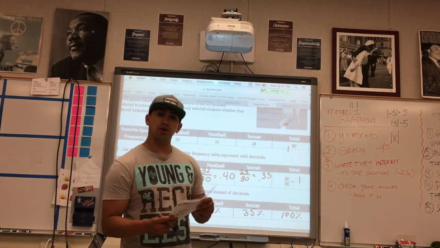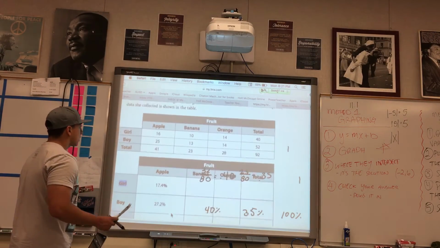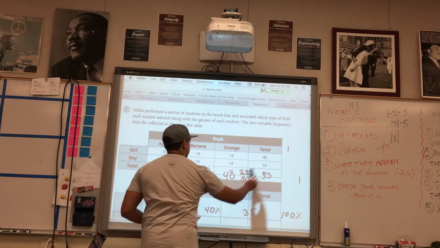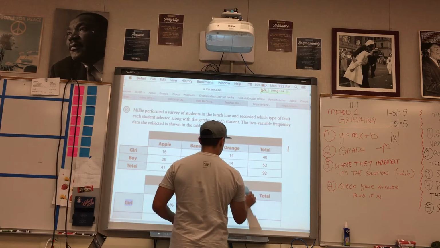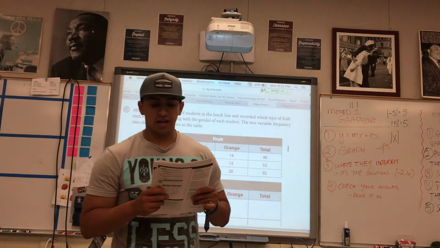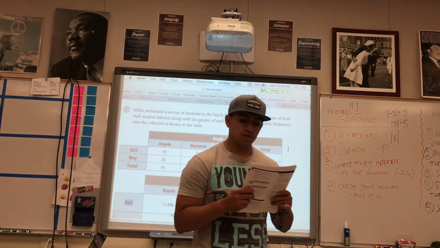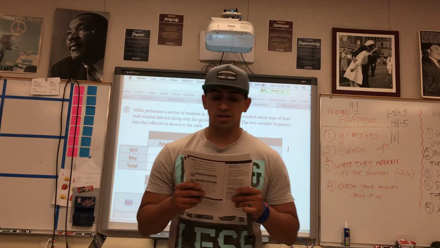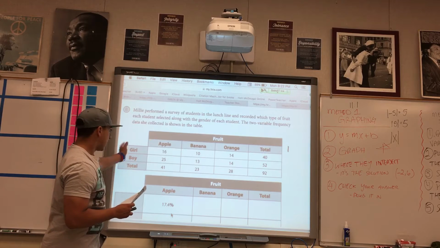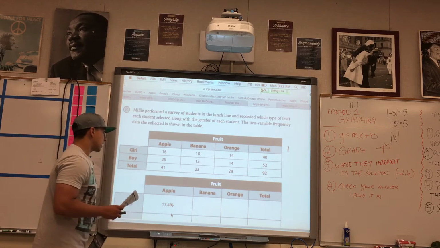Okay, I'm going to have you guys do one on your own. Let's look at it. Okay, so let me erase this. So Miley performed a survey of students in the lunch line and recorded which type of fruit each student selected along with the gender of each student. The 2 variable frequency data she collected is shown in the table. So she divided this into gender and which fruit they selected. And then at the end is the total. Okay, so here's your table.